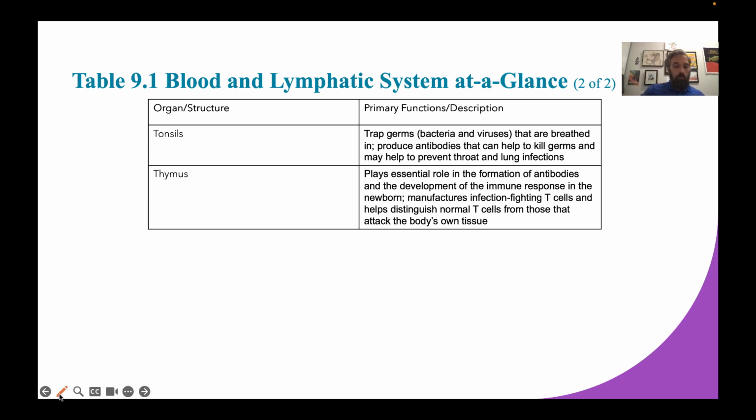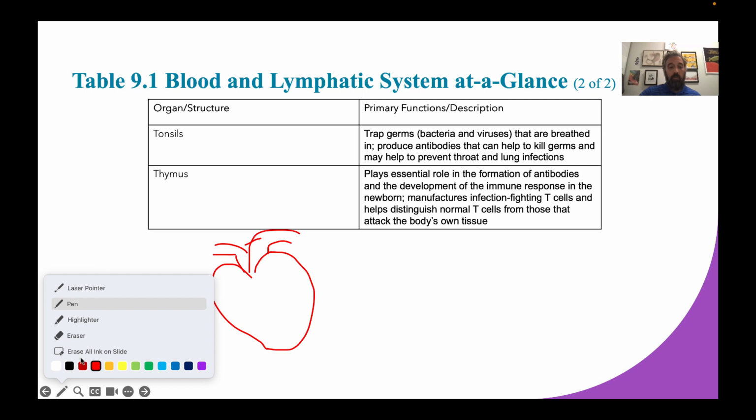So if I were to draw a picture of a heart, here's a heart. And then just to make it more accurate, there. The thymus is going to live on the top part of the heart. It kind of looks like a hat that lives on top of the heart, and it atrophies over time. By the time you're about 25 years old, you really won't have a thymus anymore.